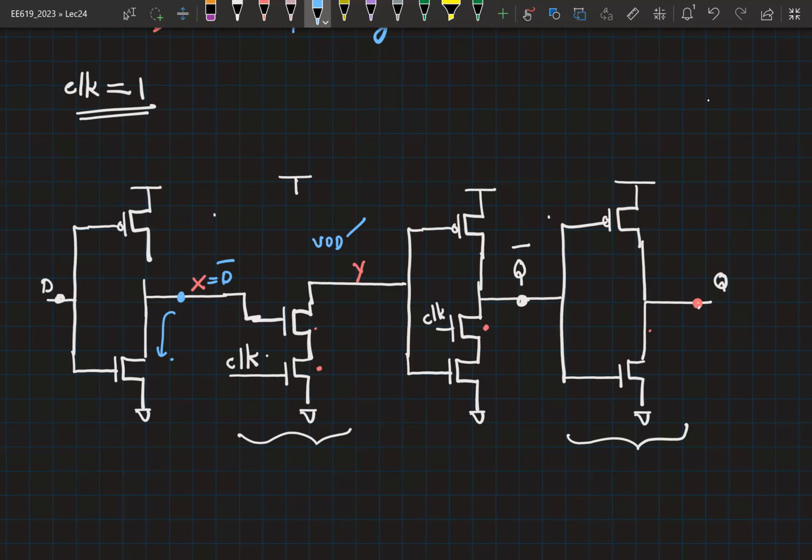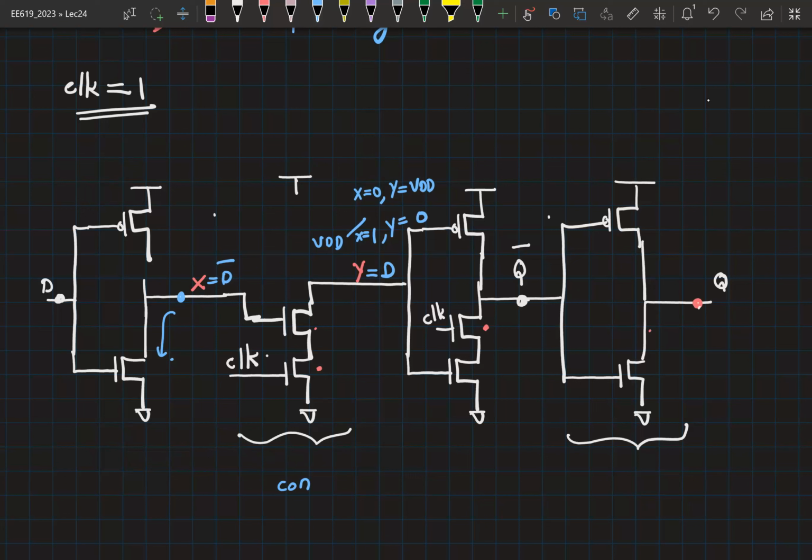Okay, so let's look at X. If X was equal to 0, then what can Y become? Y will remain at VDD. And if X is equal to 1, Y can go to 0, right? And given that X was the complement of D, you see that Y is basically the complement of that. It's as if you have cascaded 2 inverters. So your Y value will be equal to D. Is this clear?